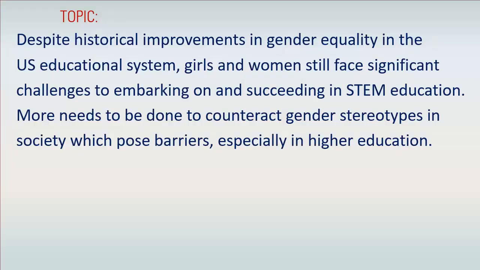Here's an example topic. Despite historical improvements in gender equality in the United States educational system, girls and women still face significant challenges to embarking on and succeeding in STEM education. More needs to be done to counteract gender stereotypes in society which pose barriers, especially in higher education. Step 1 in the grid exercise is to identify core concepts. What core concepts do you see in this research question?